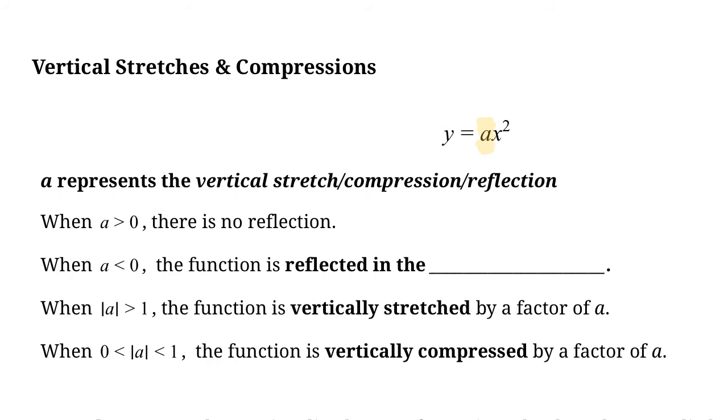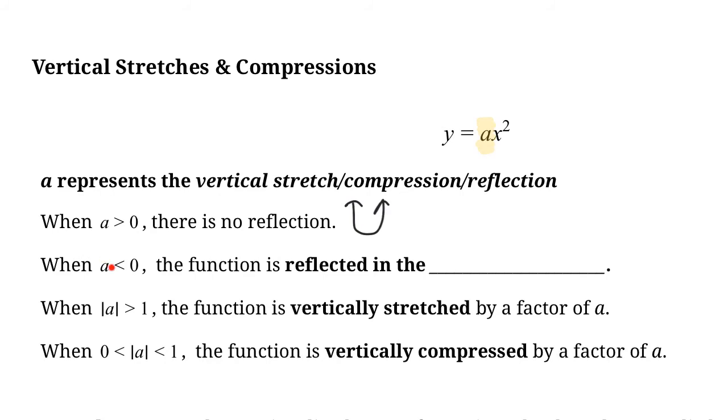Now, the a value is really special because there's a lot of information that it can tell us. It's either going to tell us if we are going to stretch, compress, or even reflect our parabola. So when our a value is greater than 0, meaning when your a value is positive, there is no reflection. And we know that when our a value is positive, our parabola simply opens in an upwards direction. So it looks like a regular U-shaped parabola.